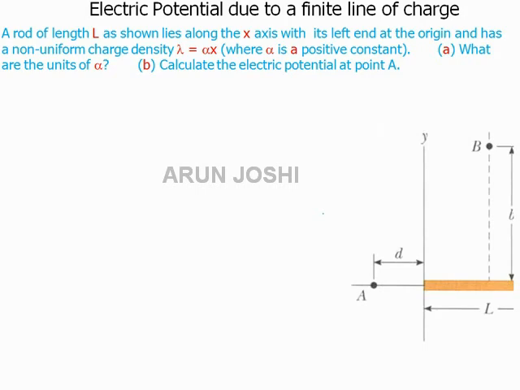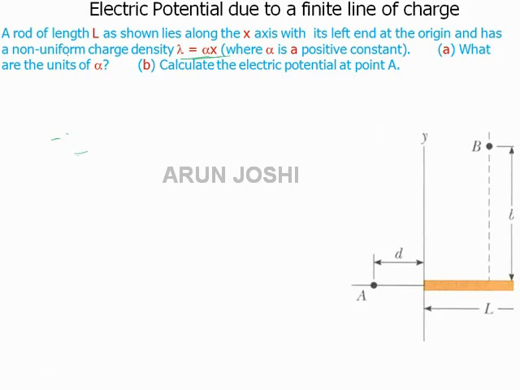Okay. Again I am asking you, but here in this question lambda is varying with respect to x, not uniform. Firstly, tell me what are the units of alpha. That is simple for you. What will you say? Lambda equals alpha x, so alpha equals lambda by x. Now you calculate the electric potential at point A.